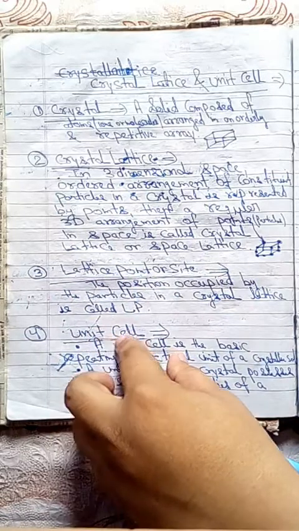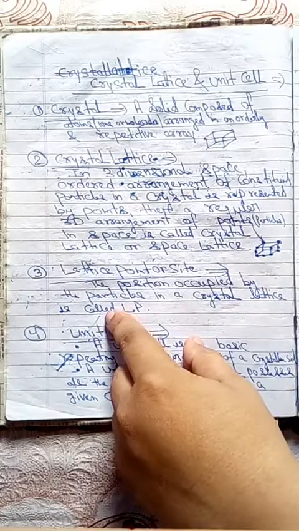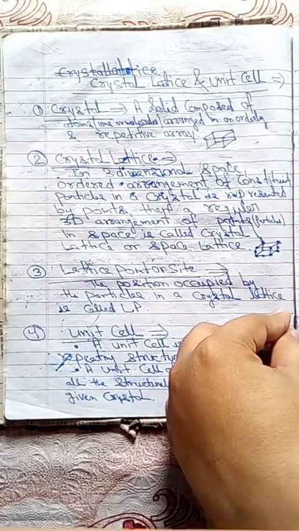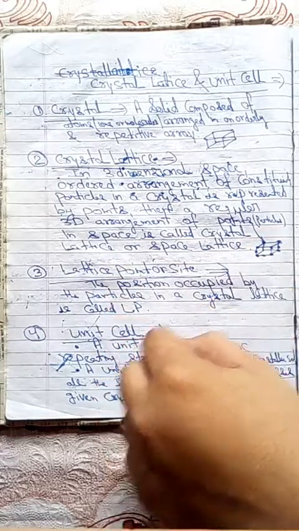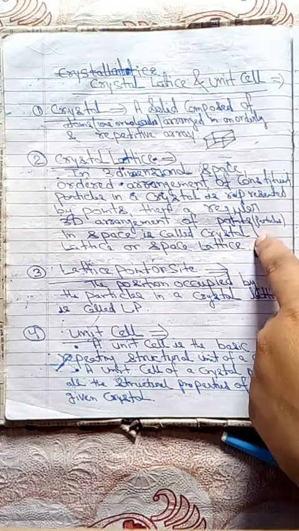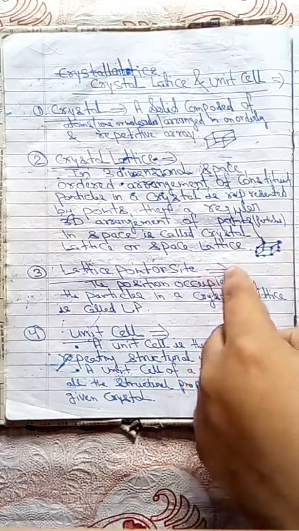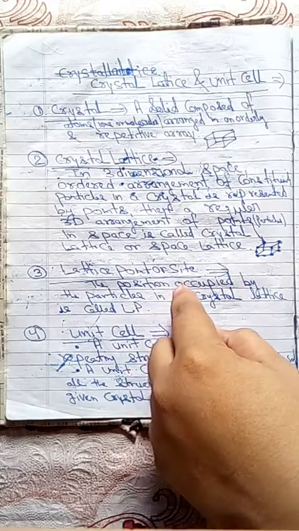Now coming to the lattice point or site. It is the position occupied by the particle in the crystal lattice. In a crystal lattice, which position is occupied by the particles, atoms, molecules or ions? That position is called the lattice point, crystal lattice point or lattice site.